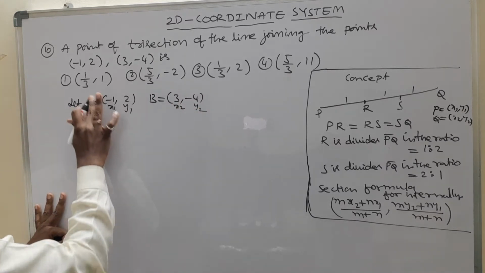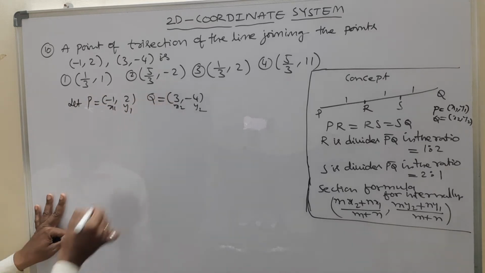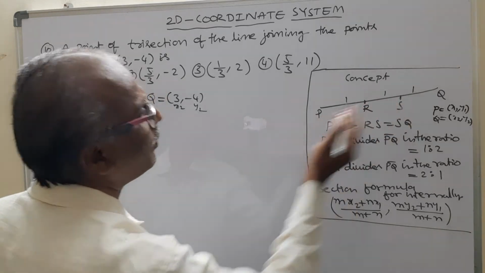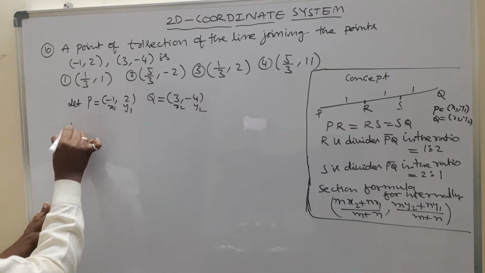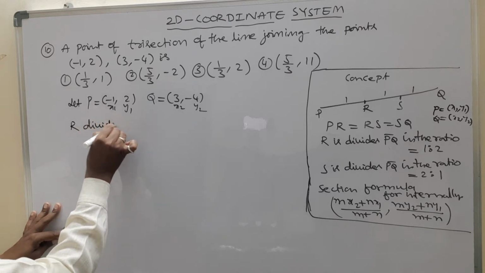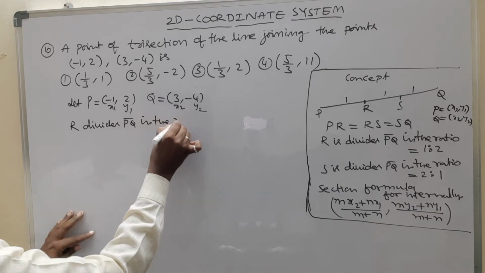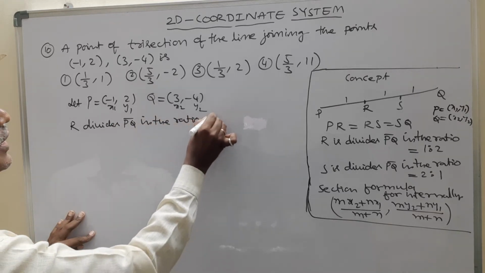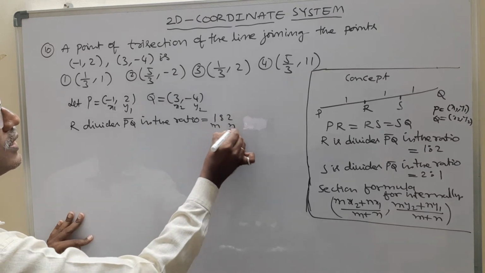Okay, let it be P. This is P, this is Q. Let R and S be the points of trisection. Here R divides PQ in the ratio 1:2. Here this is m and this is n.